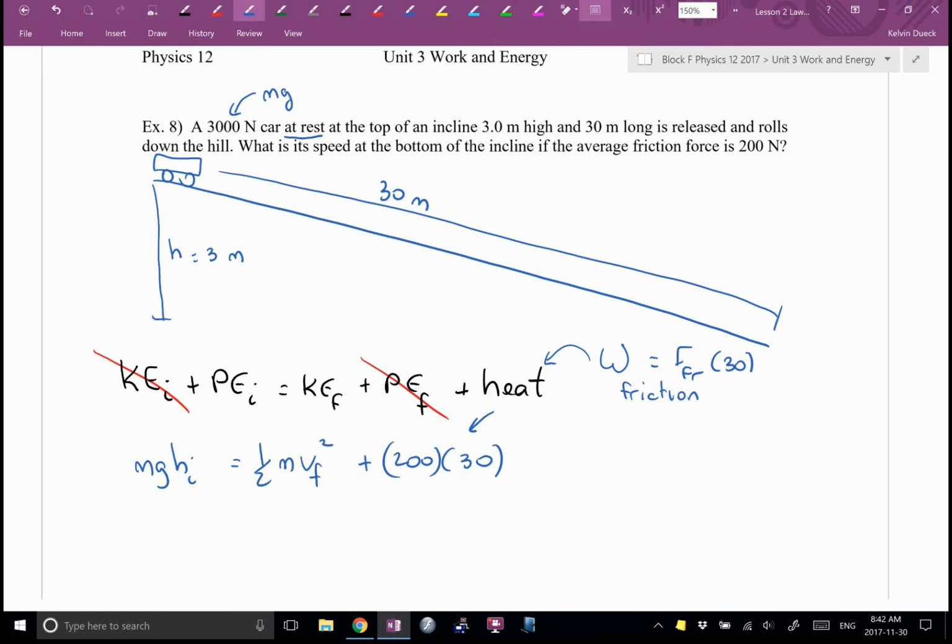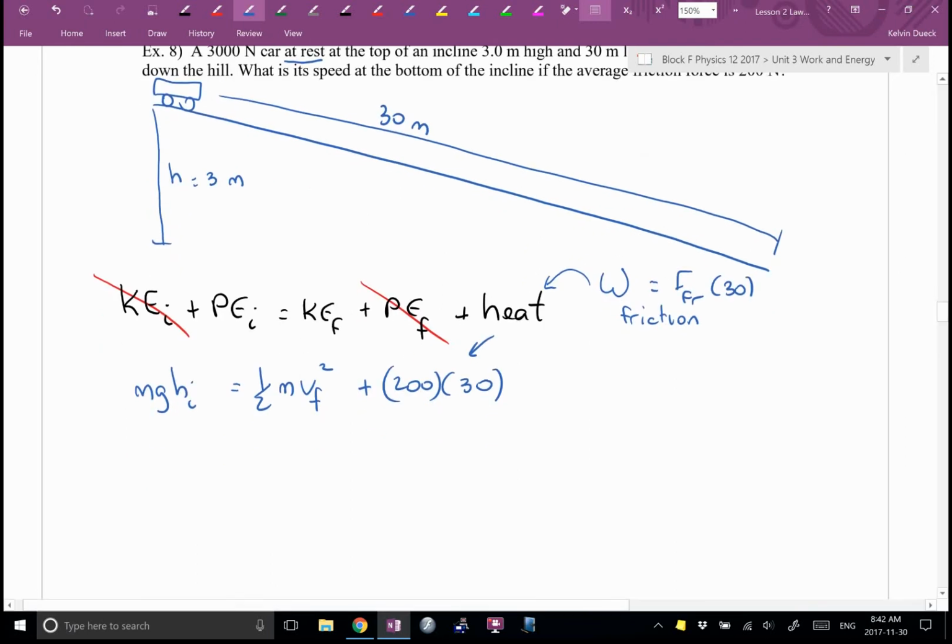Okay. I'm trying to get the v by itself. This is about where my liking of rewriting equations meets its limit. I could probably get the v by itself, but it's going to be kind of yucky. I'm actually first going to do some number crunching. I am going to minus the 200 times 30. A half mv final squared, that's going to be mgh initial minus 200 times 30. And I'm going to crunch the whole right side before I try and get the v by itself.